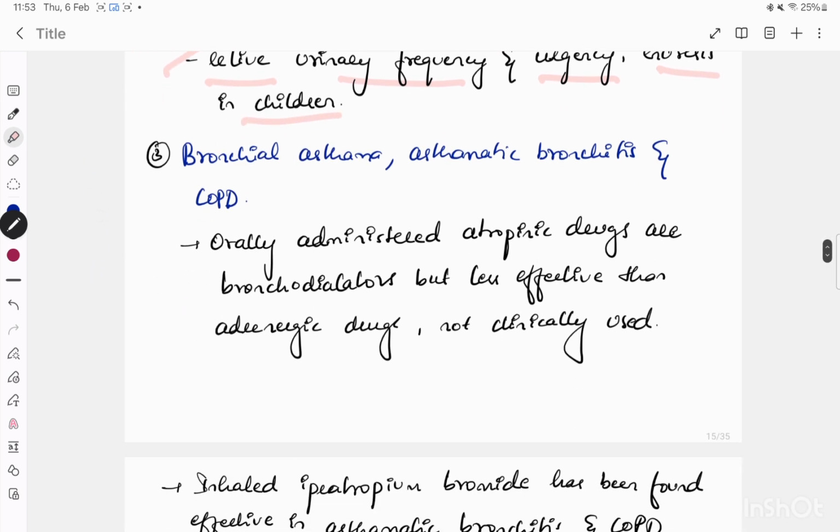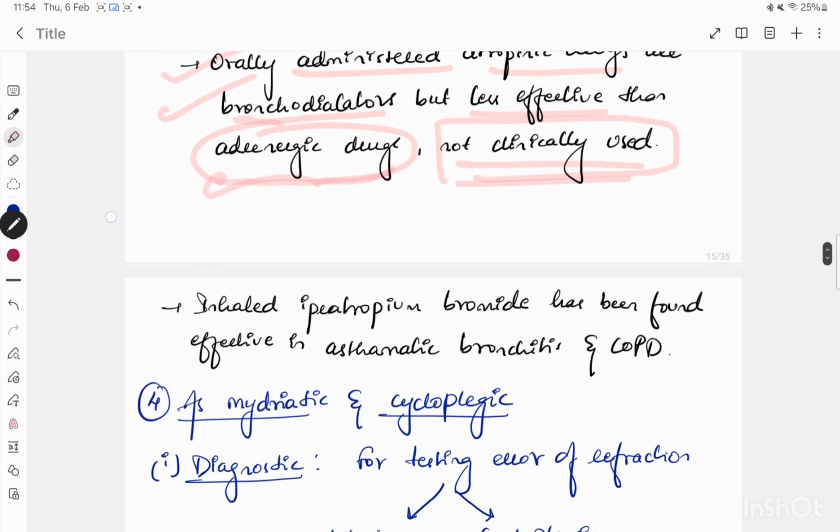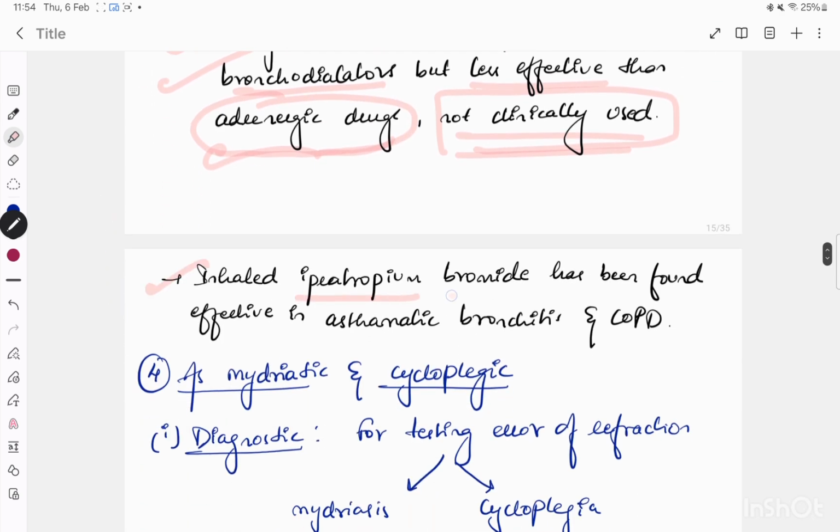It is also used in bronchial asthma, asthmatic bronchitis and COPD. Why is it used? Because it causes bronchodilation. Orally administered atropinic drugs are bronchodilators but less effective than adrenergic drugs. Therefore, they are not clinically used. Why? Because adrenergic drugs are more effective than these drugs. Inhaled ipratropium bromide has been found to be effective in asthmatic bronchitis and COPD.